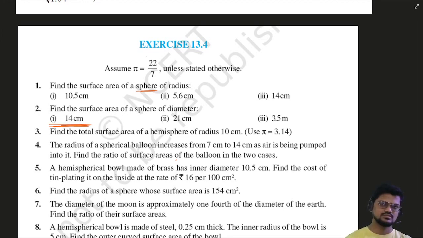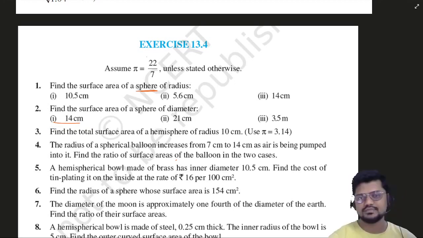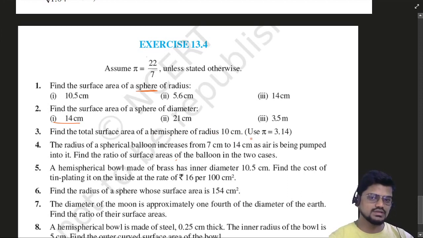Sir, second question, first one. No? Yes. Now the next. Find the total surface area of hemisphere of radius. Again, you have to use the formula and solve it.